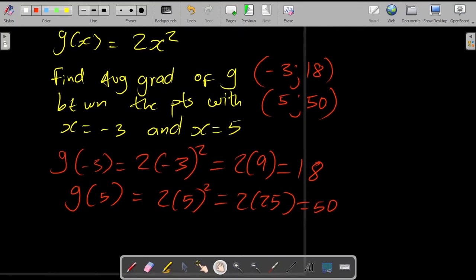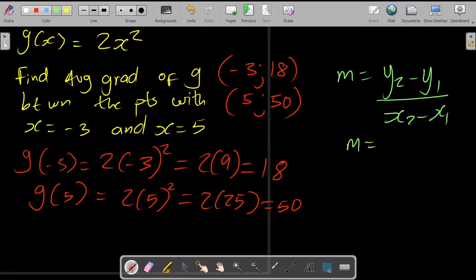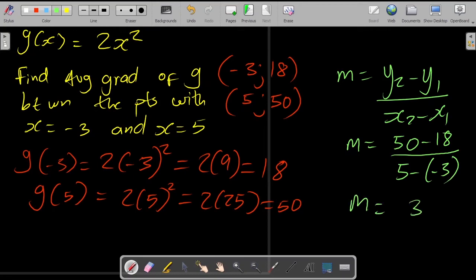So we now have these 2 points in terms of coordinates, and you can simply do what we've always done. So let me just write this. It's actually m equals y2 minus y1, divided by x2 minus x1. And once again, you can start with any of these points. So starting with the 50, then subtracting the 18, divided by 5, subtract -3. At the top, you basically have 32. At the bottom, you have 8. And your answer should be 4. So this is what we have as our average gradient, and we have successfully answered the question.